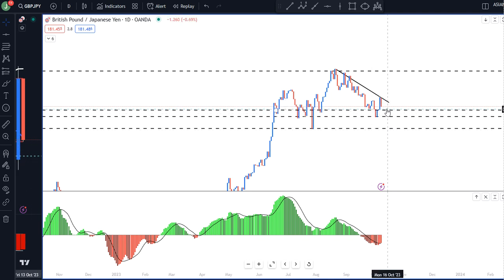Okay, this will be your area where your potential buy is, and you just assess from there. Okay, so we're going to keep an eye on this and see how price responds to the parameters that we have set, and position ourselves for a trade.